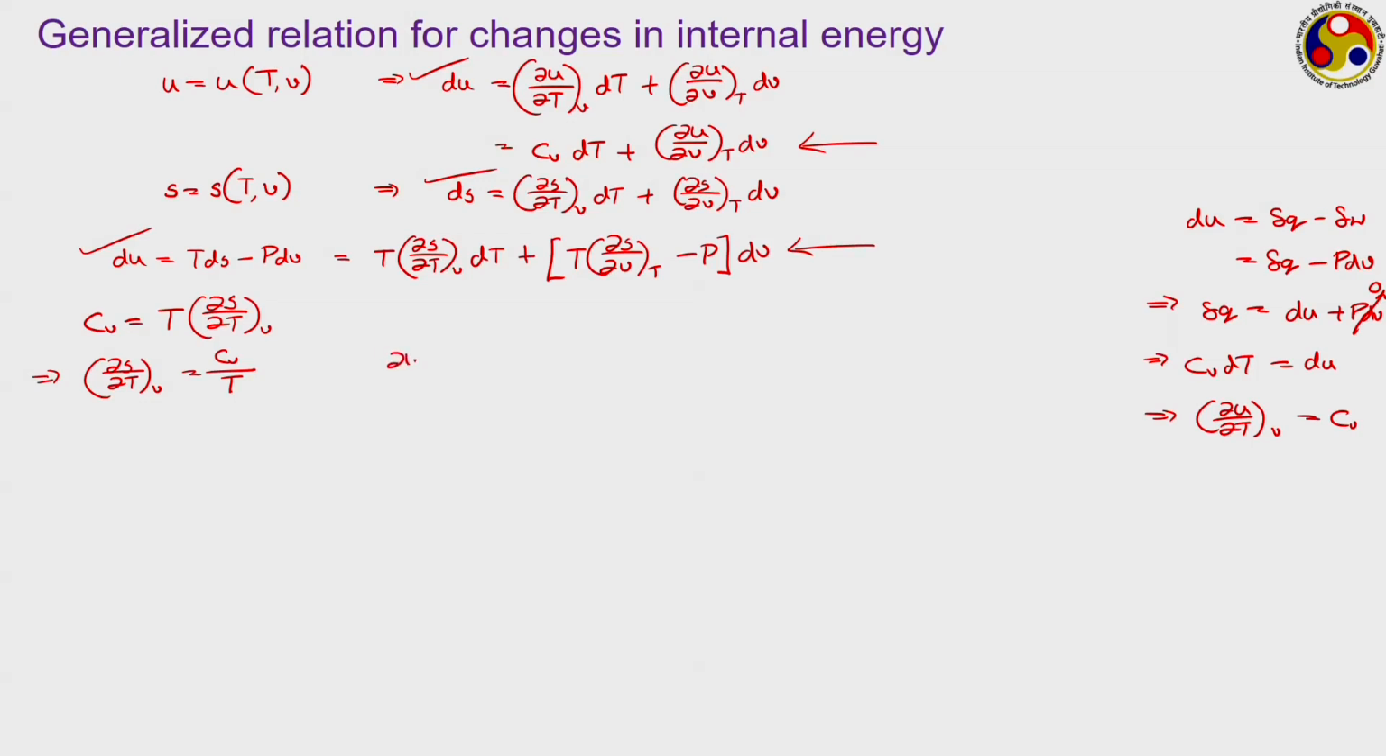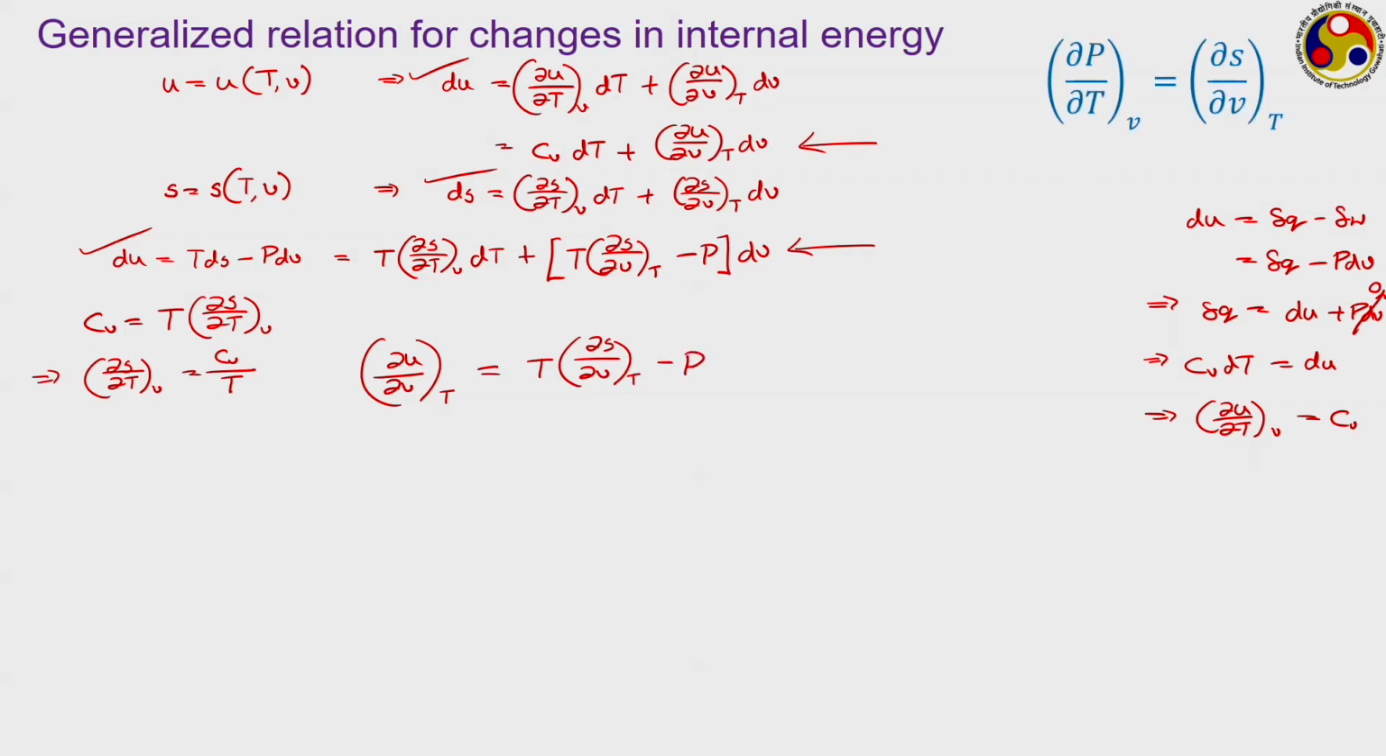So, we have (∂U/∂V) at T, that is equal to T into (∂S/∂V) at T minus P. Now, we make use of this particular Maxwell's relation, and accordingly we can substitute this (∂S/∂V) at T as (∂P/∂T) at V minus P. So, combining this with the original expression, we now have du equal to Cv dT plus [T (∂P/∂T) at V minus P] dV.